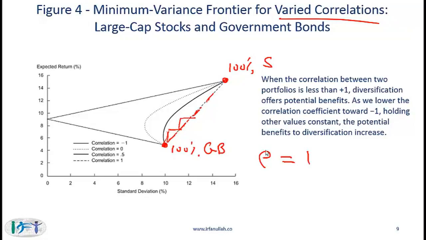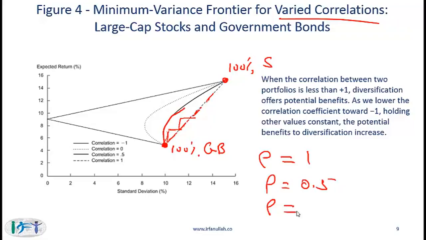As the correlation coefficient starts decreasing, then there is a diversification benefit. So if we take this particular solid curve, here the correlation is equal to 0.5. This is the scenario that we just saw. We do have some diversification benefit in the sense that as you start with government bonds and you start adding stocks, initially at a slightly lower risk, you can actually get a higher return.